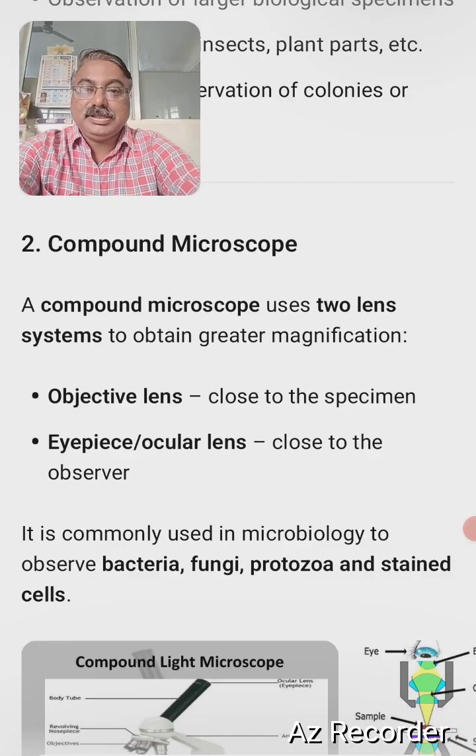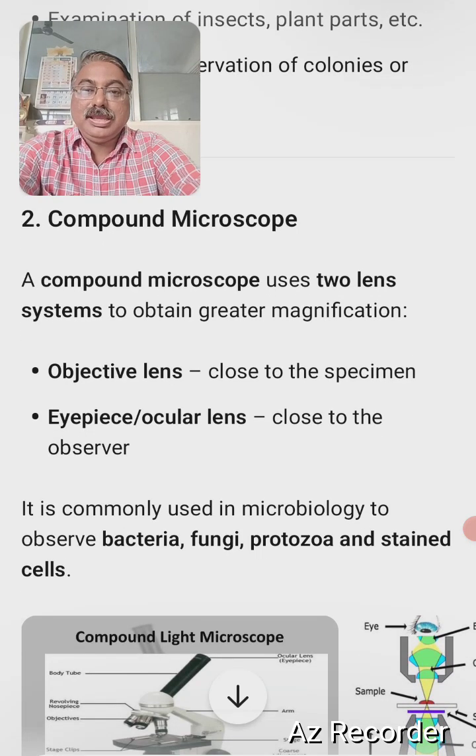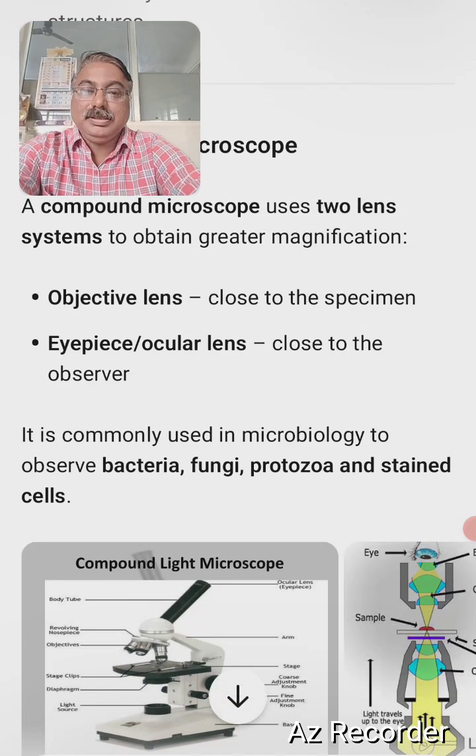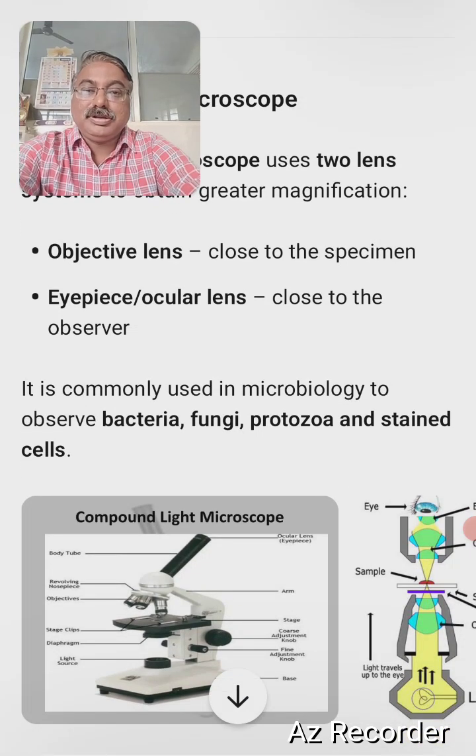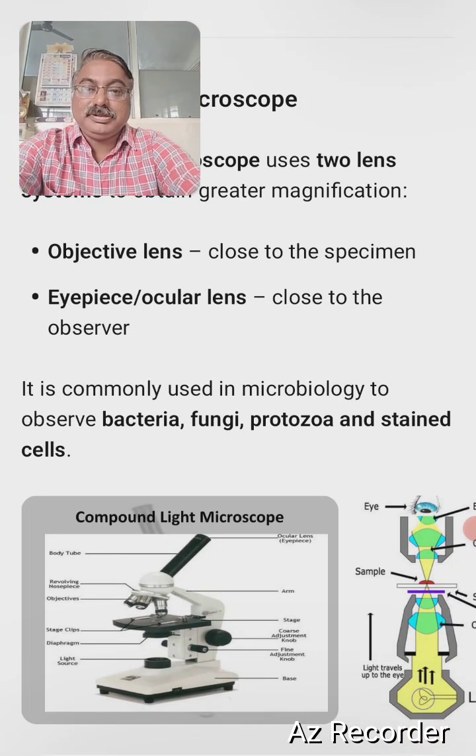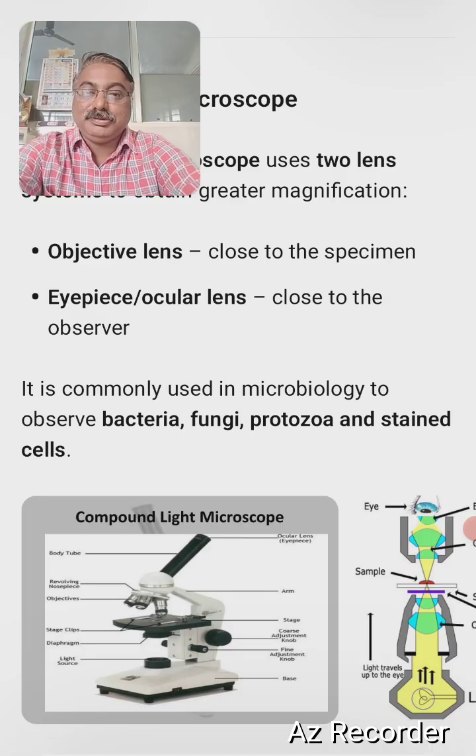Two lenses are used: the objective lens and the eyepiece, which is also called the ocular lens. The objective lens is named so because of its closeness to the specimen or object. The eyepiece lens is close to the viewer, and that's why it is called the eyepiece lens. The compound microscope is commonly used in microbiology to observe bacteria, fungi, protozoa and stain preparations.